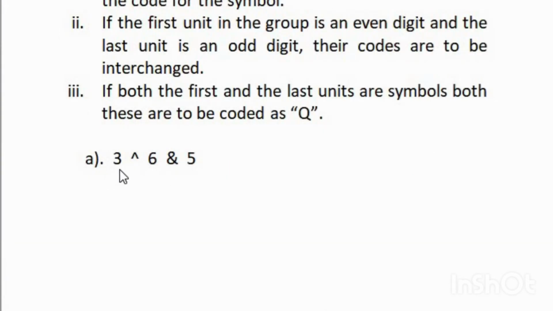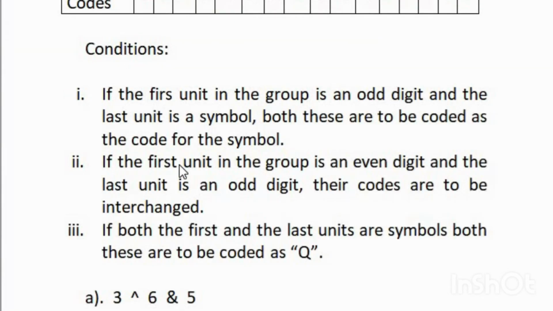The first unit is an odd digit and the last unit is also an odd digit. There is no condition for that because in the first condition, the first unit is an odd digit and the last unit is a symbol. But in our case, both the units are odd digits. And the second condition is not possible because it says the first unit is an even digit but ours is an odd digit. Then the third condition is also not possible because there both the first and the last units are symbols, but in our case both the first and the last units are numbers. So the third condition is also not possible.